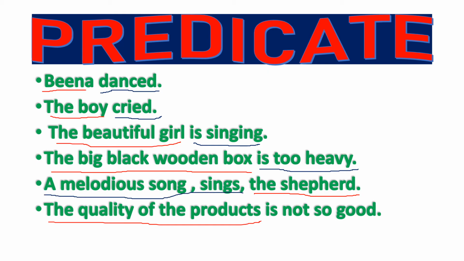Now coming to the last sentence, as easy as it is, the quality of the products is not so good. What is the remaining portion after separating the subject from that sentence? What is the subject? The quality of the products. After separating the subject, what is the remaining portion of that sentence? Is not so good. So what is the predicate of that sentence? Is not so good is the predicate of that sentence.